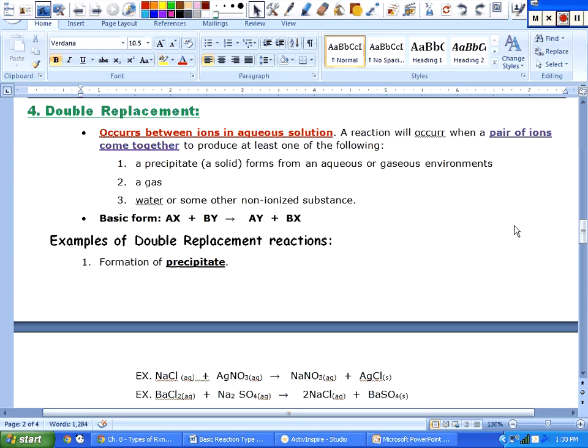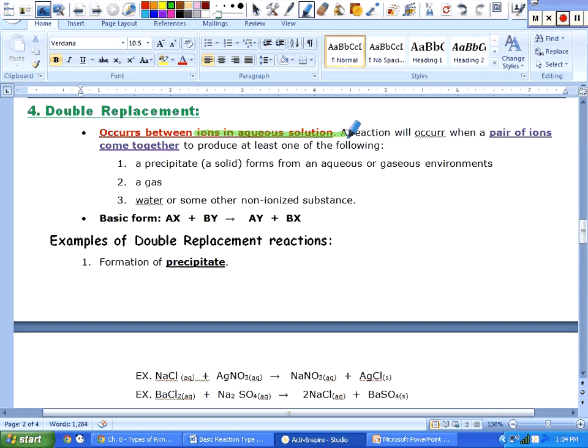Now, here's the good news. Today we're going to cover double replacement. And the good news about double replacement reactions is that you don't have to look at that sheet. It works no matter what the reaction is. So, the first thing that I need you to know, please highlight this, is that it occurs between ions in an aqueous solution.